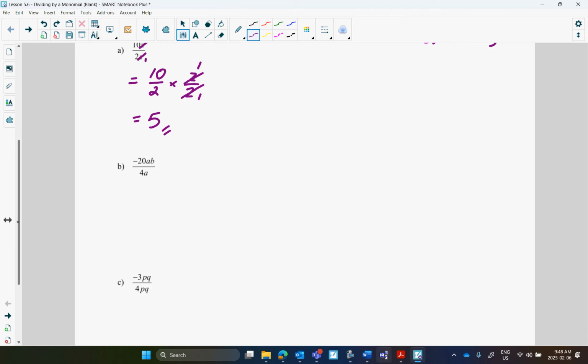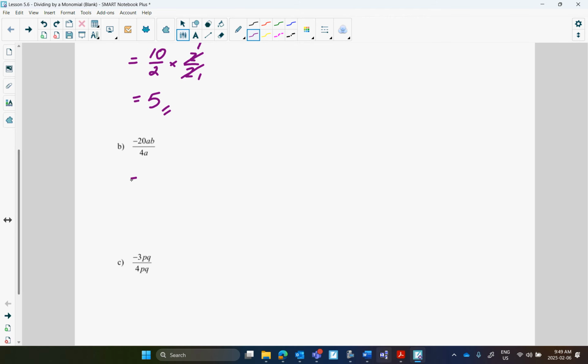So this one, well, divide the coefficients. What do you get? -5. What happens to the a's? They cancel each other out. But what's still left on top? a times b. Done.